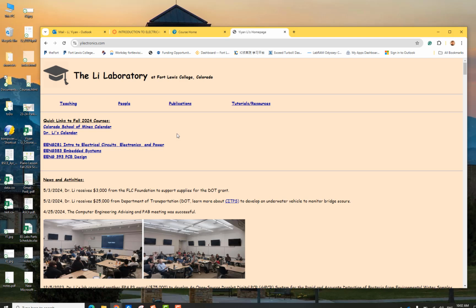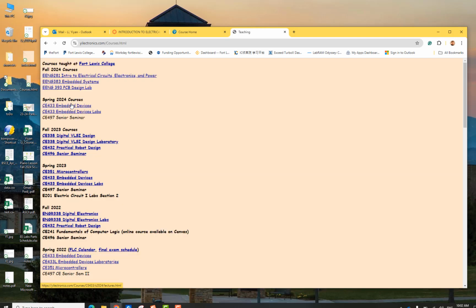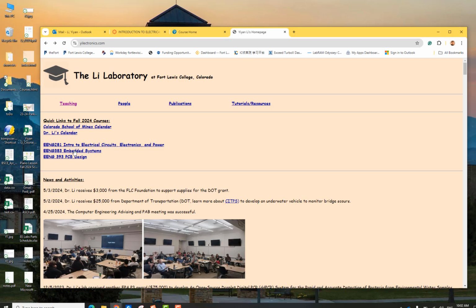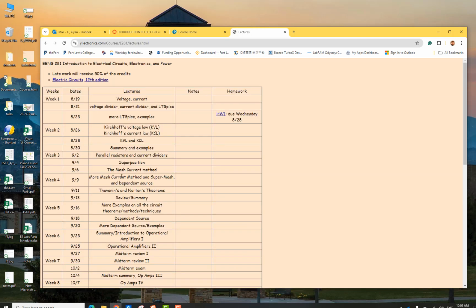For this college, I had all the courses listed on the main page for students to access, but also in the teaching tab as well. But you don't have to get into that tab. Just look at the main page. And I have to remove this 281 class link because I probably won't be able to use it. I have taught this class millions of times. This time I have to do everything new. It's a lot of extra load for me.